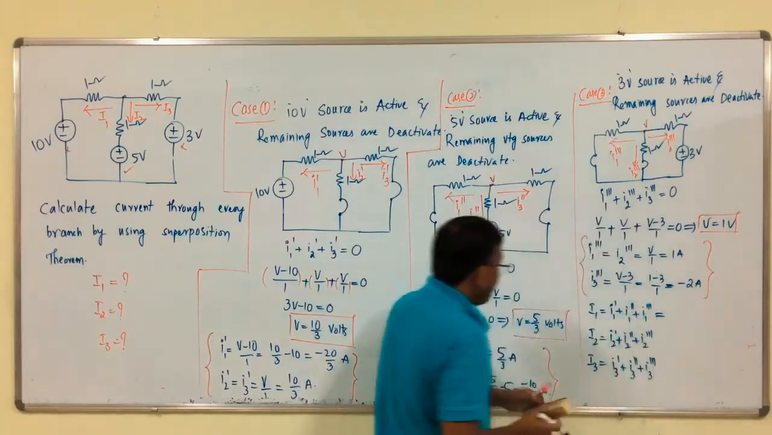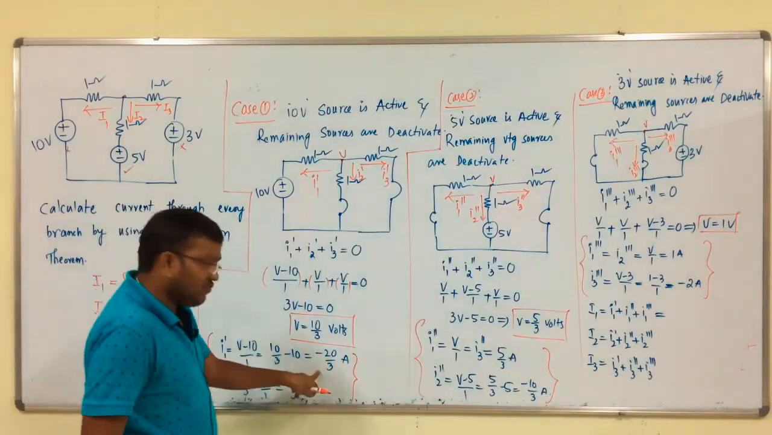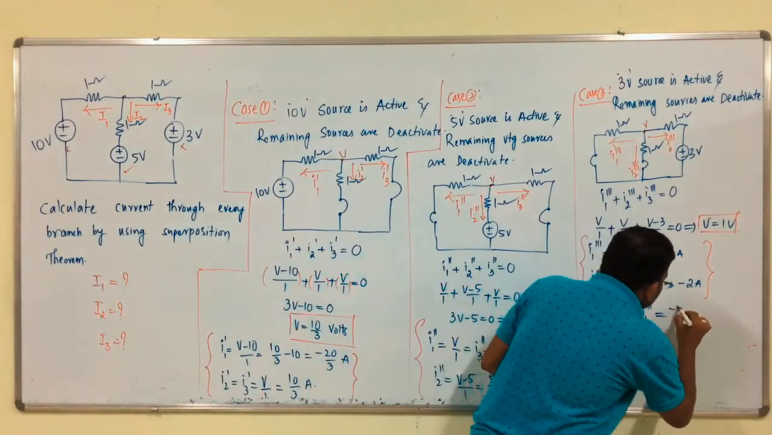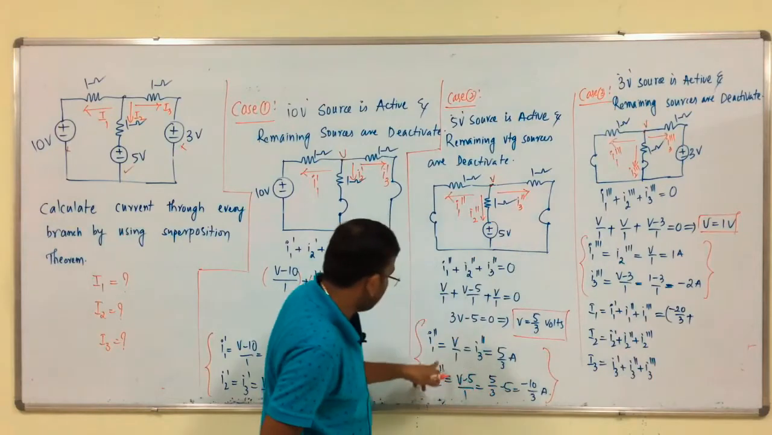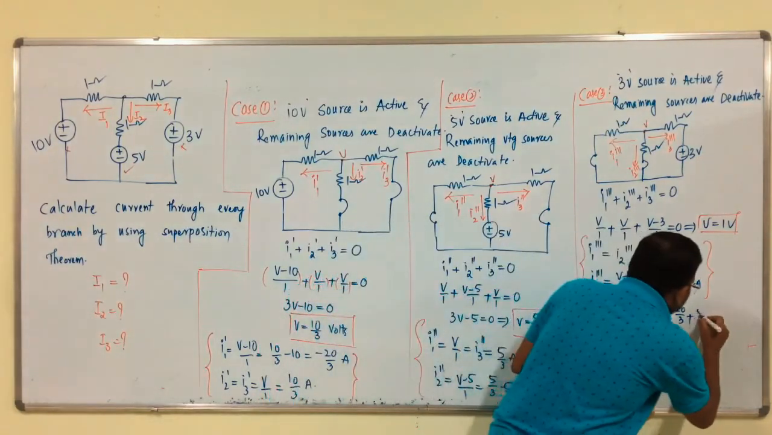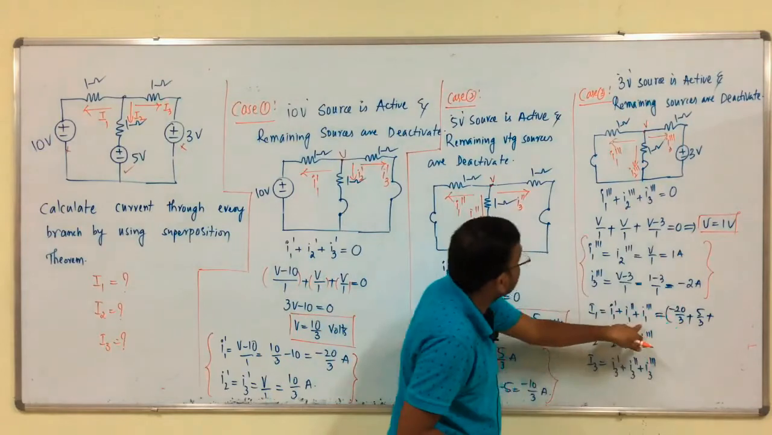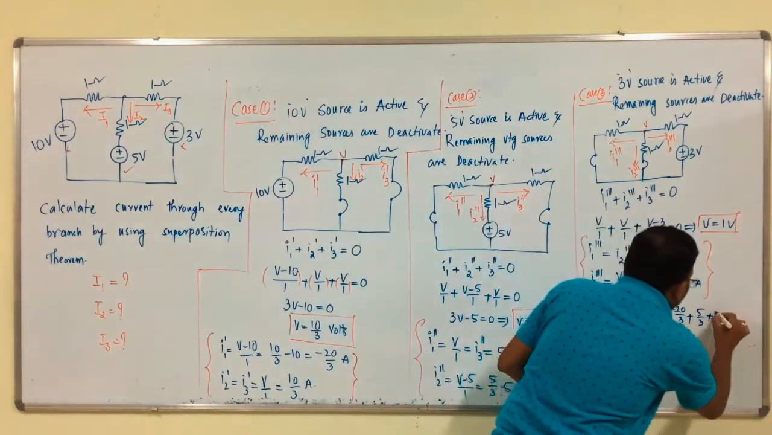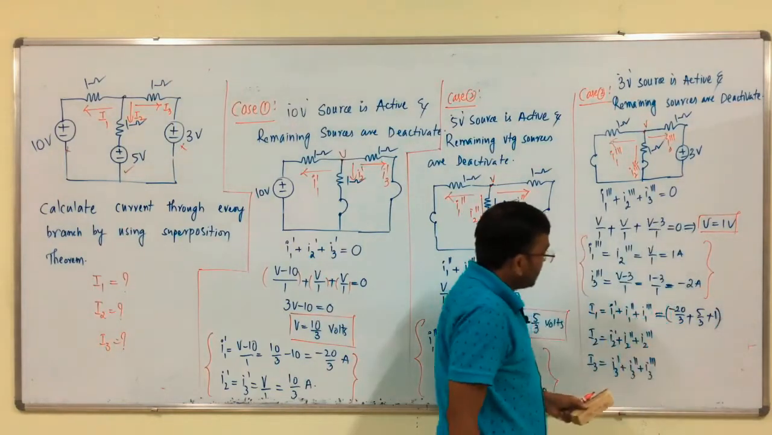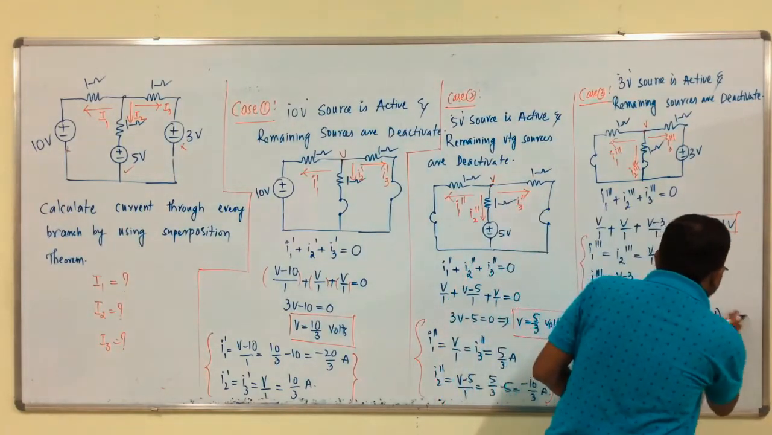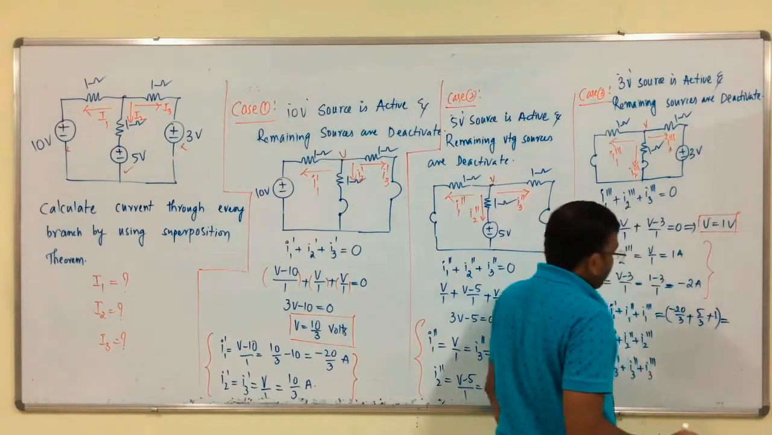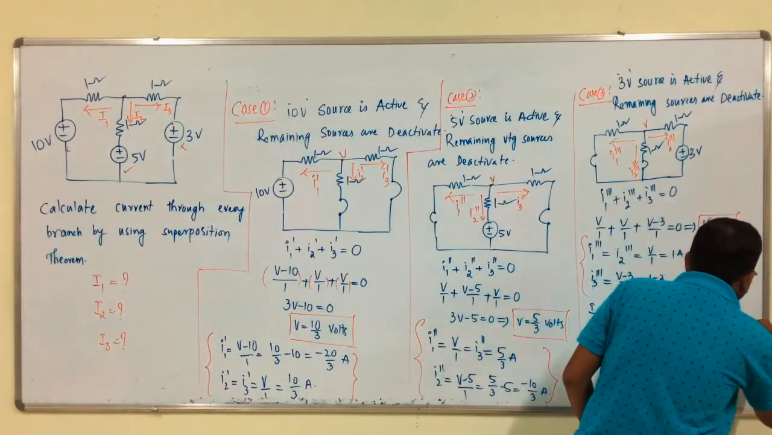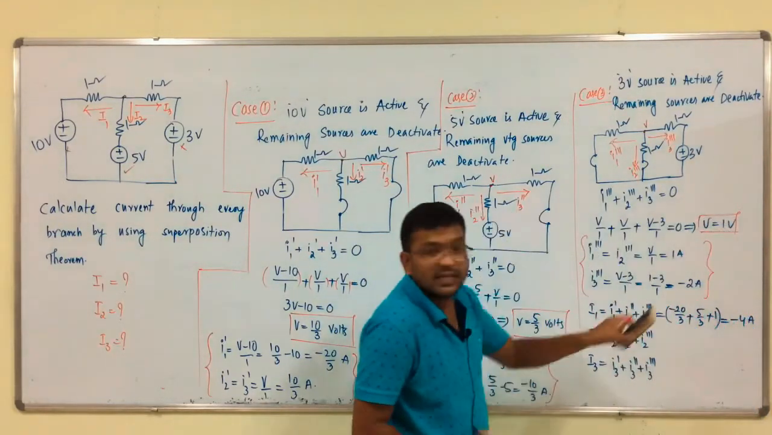Then we have to add. What is the value of I1 dash? Minus 20 by 3, plus, what about I1 double dash? I1 double dash is 5 by 3. What about I1 triple dash? I1 triple dash is 1 amp. From this, what is the value? (Minus 20 plus 5 plus 3) by 3, minus 12 by 3, minus 4 amps. We got minus 4 amps.